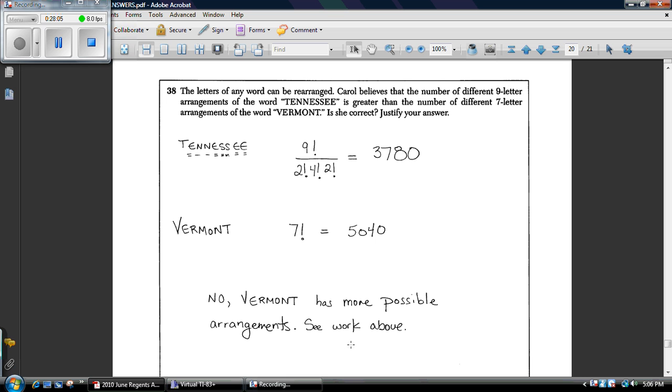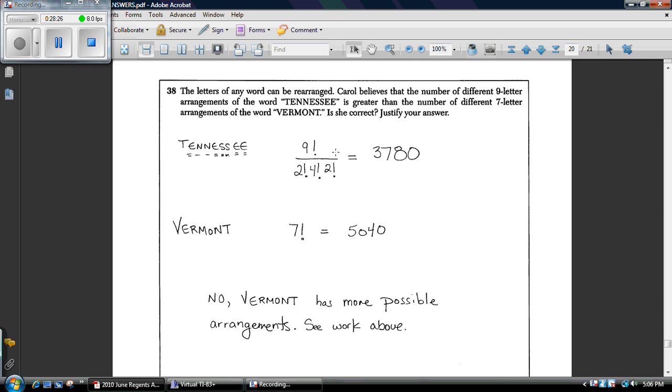The letters of any word can be rearranged. Carol believes the number of different 9-letter arrangements in the word Tennessee is greater than the number of 7-letter arrangements in Vermont. Is she correct? The problem with Tennessee is although it has more letters, they repeat themselves. So when you rearrange things, it's not necessarily unique. And so here's how you do it.